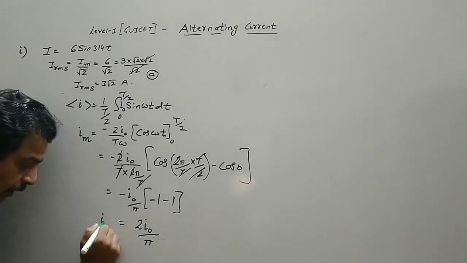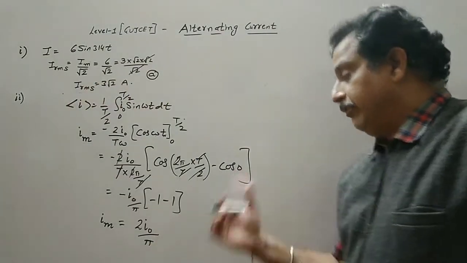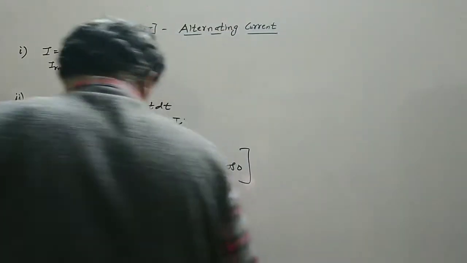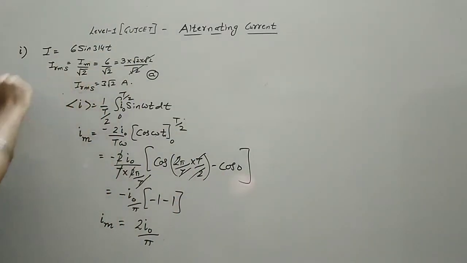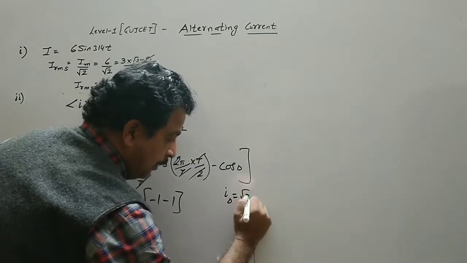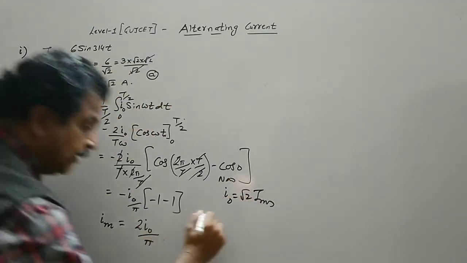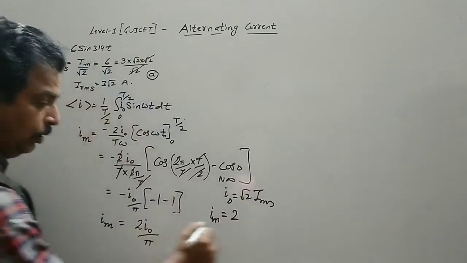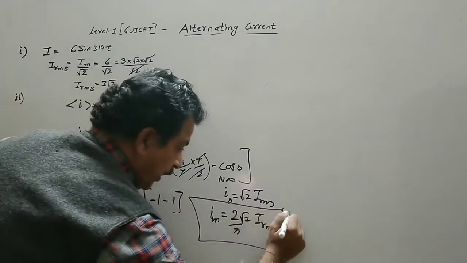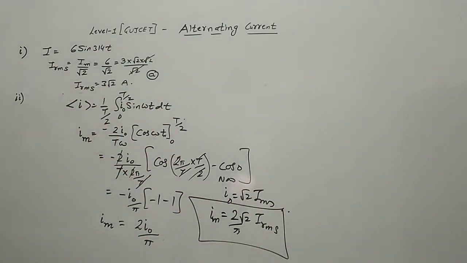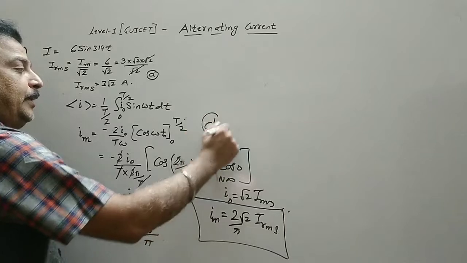This is the I mean, or you can say it is the I average. In the option we have the relation given in the form of RMS. So in the place of I naught, that is for us it is Im. So I naught can be written as root 2 times IRMS. Now I naught is equal to root 2 times IRMS. So Im is equal to 2 upon pi root 2 IRMS. So this is the relation for a half cycle where average is equal to 2 root 2 upon pi IRMS. That is option number D.